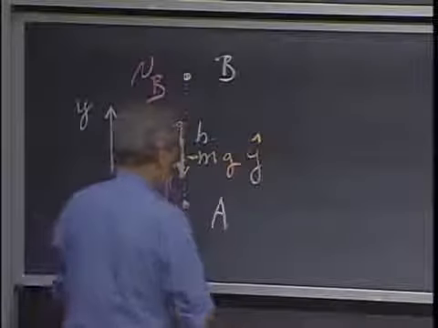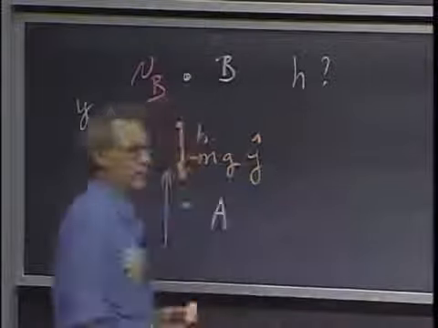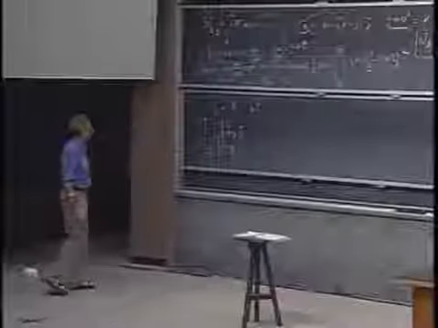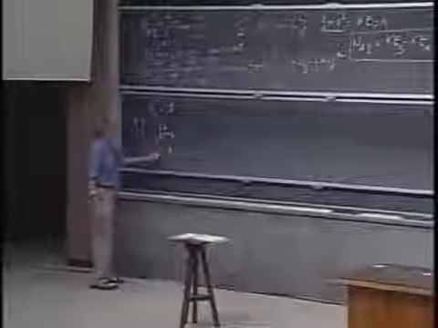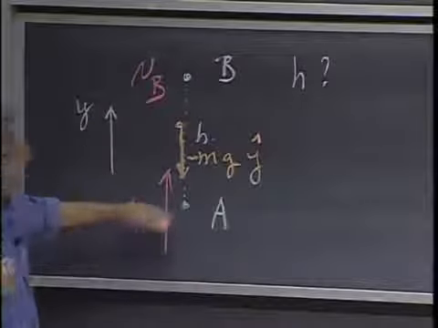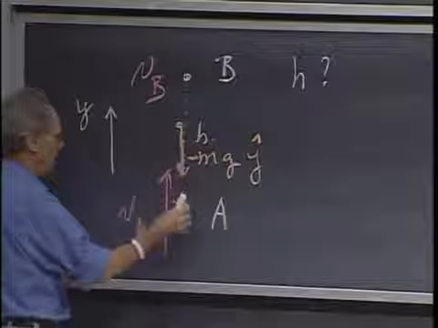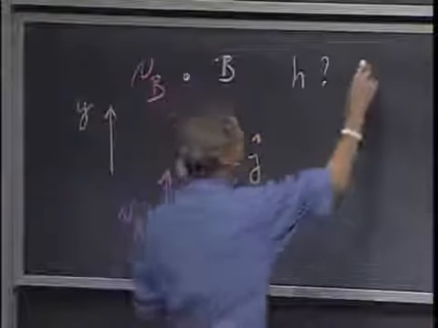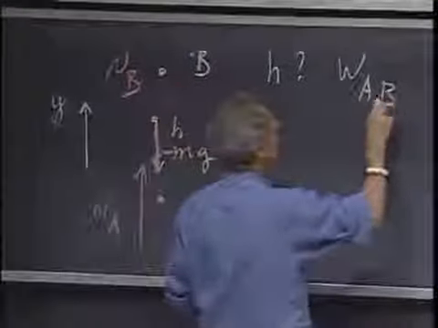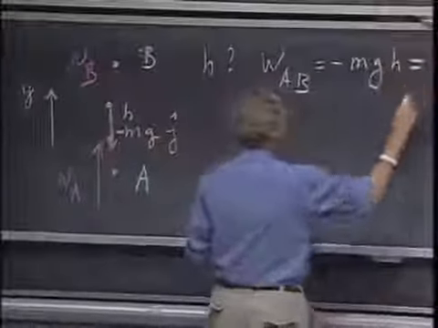And I'm going to ask you now, what is the value of h? We've done that in the past in a different way. Now we will do it purely based on energy considerations. So I can write down that the work that gravity is doing in going from A to B is clearly negative. The force is in this direction and the motion is in this direction. So the work that gravity is doing in going from A to B equals minus mgh.